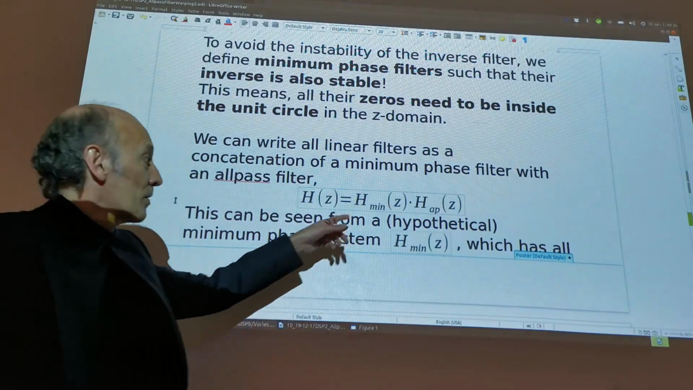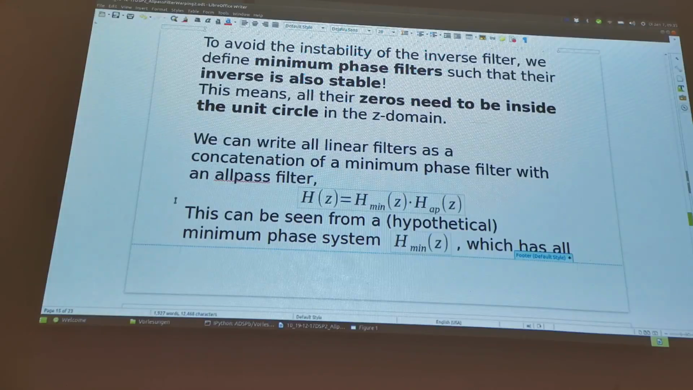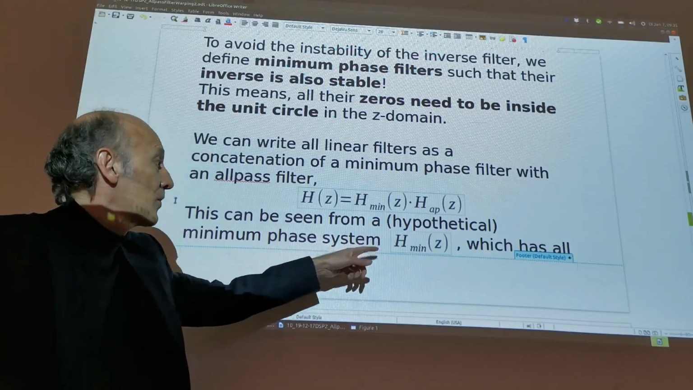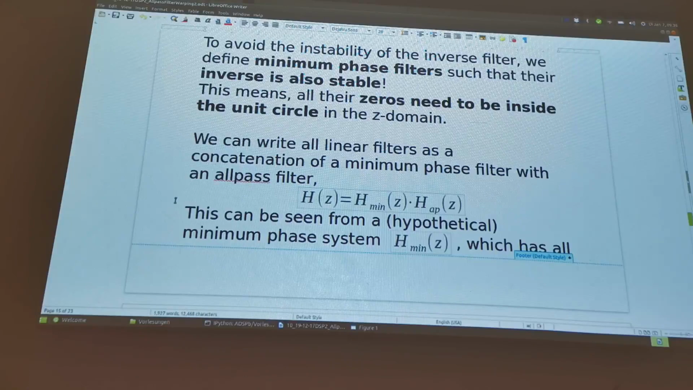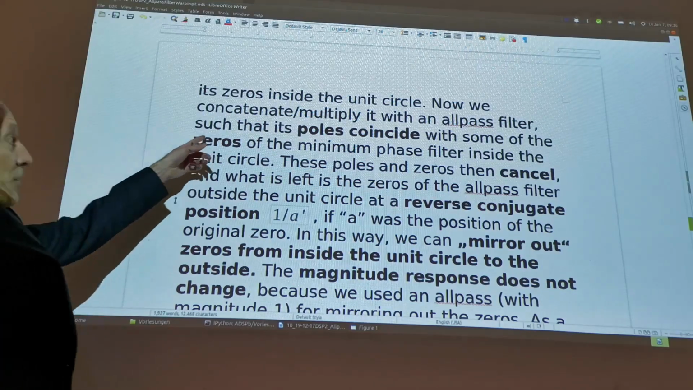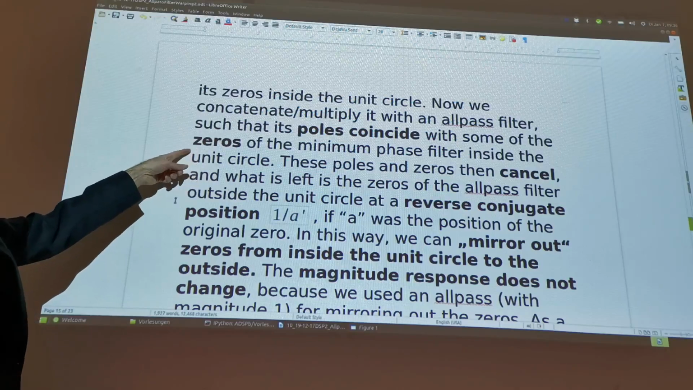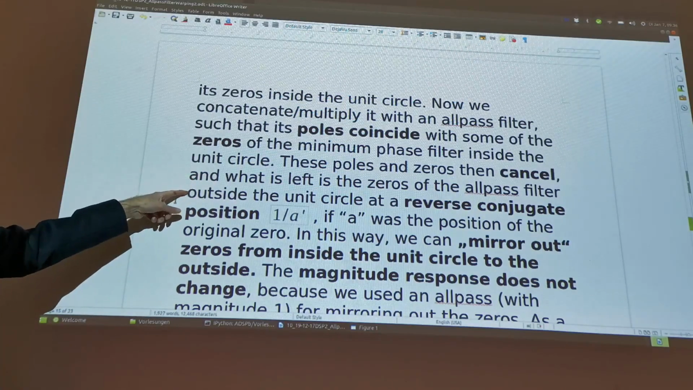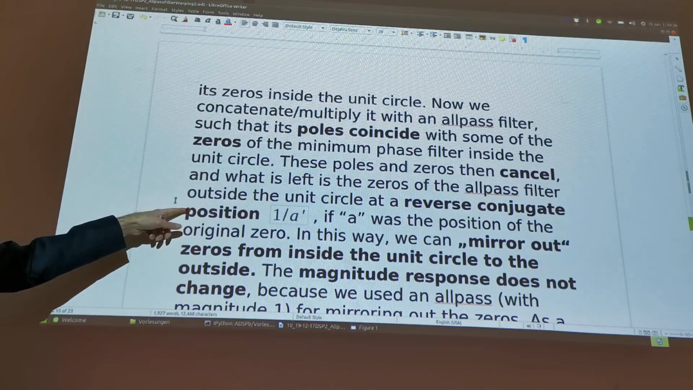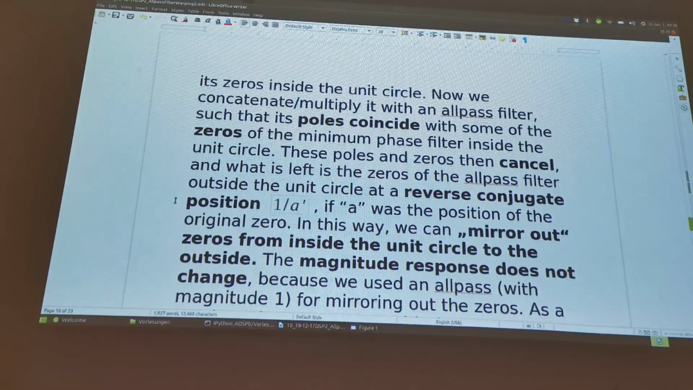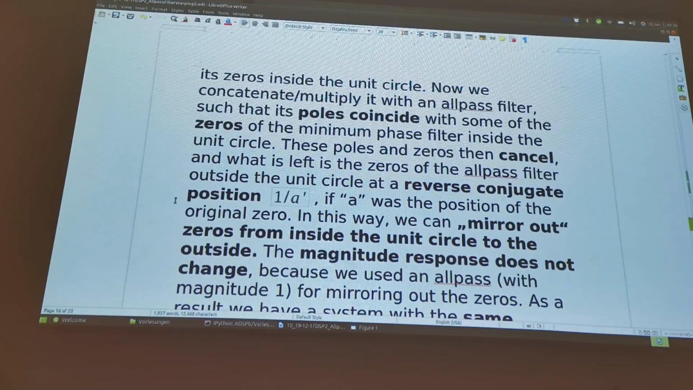So this minimum phase filter needs to have zeros inside the unit circle to cancel those poles. So this can be seen from a hypothetical minimum phase filter, H-min, which has all its zeros inside the unit circle. Now we concatenate or multiply it with an all-pass filter such that its poles coincide with some of the zeros of the minimum phase filter inside the unit circle. These poles and zeros then cancel, and what's left is the zeros of the all-pass filter outside the unit circle at reverse conjugate positions 1 over A. So it's basically mirroring the zeros from the inside to the outside.